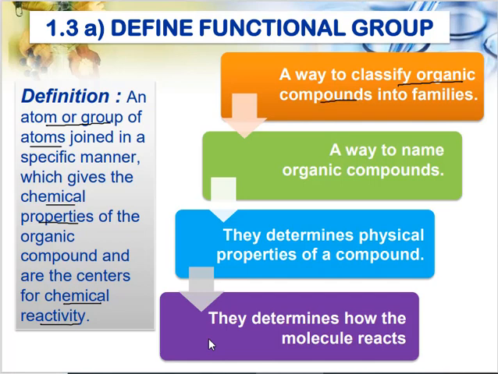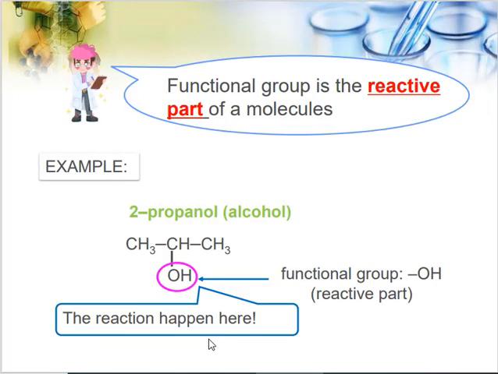Okay, and then we will also learn about naming organic compounds, and naming organic compounds will be based on their functional group. Yeah, okay, and functional group also determines the physical properties and also how the molecules react, which means their chemical properties. Okay, so like I've mentioned earlier, functional group is the reactive part of a molecule. So in coming examples, you should be able to identify where is the functional group and what is the name of the functional group. Okay, so let's look at an example here.